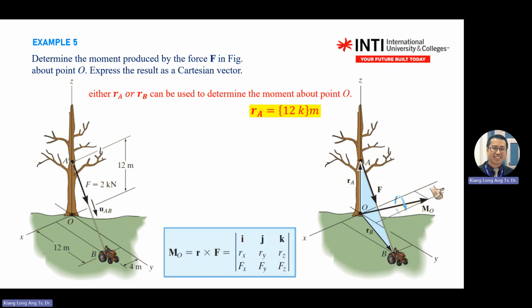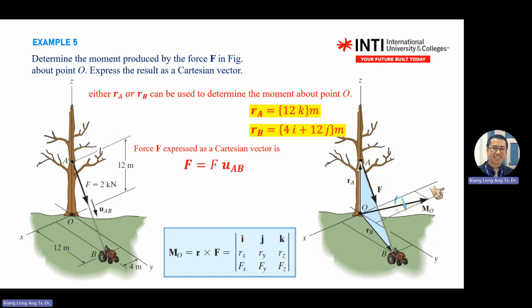Okay, let's say we use the RA. RA goes up, so very straightforward, it is 12k bracket meter. So RB, if you want to use RB, you need to walk 4 meter in the X, 12 meter in the Y. So 4i plus 12k. Two methods. So we now focus on RA. Later we'll focus on RB. You get still the same answer.